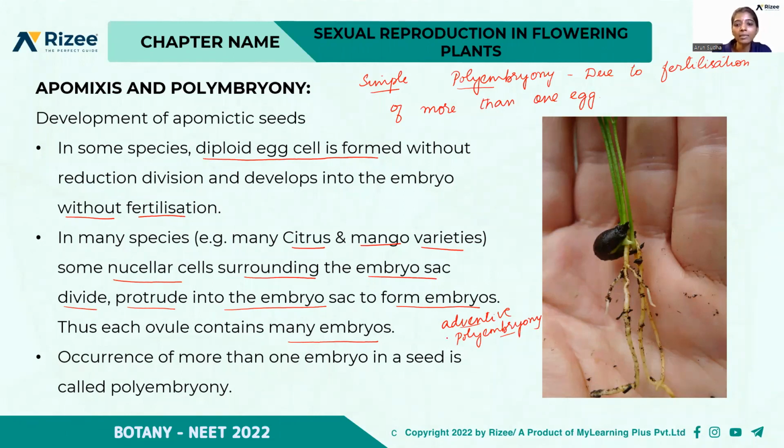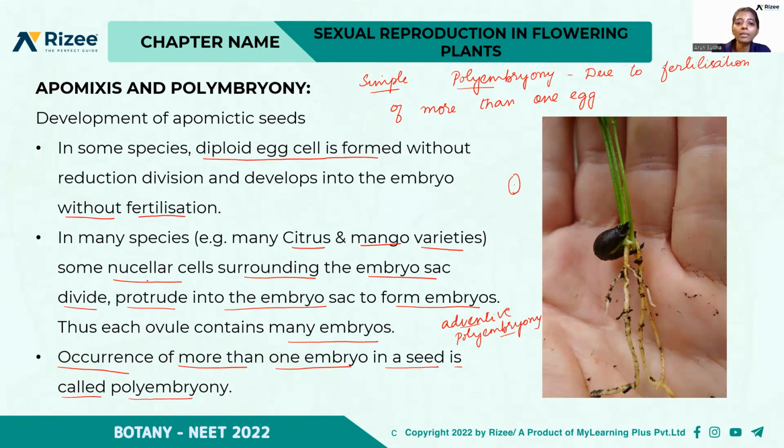This occurs due to the division of the nucellar cells. Well, what are the nucellar cells? We know that in the structure of the ovule there is the embryo sac, and inside the embryo sac there will be an egg. Polyembryony means more embryo formation, right? The occurrence of more than one embryo in a seed is called polyembryony. So if that is happening due to the fertilization of more than one egg, it is called simple polyembryony.